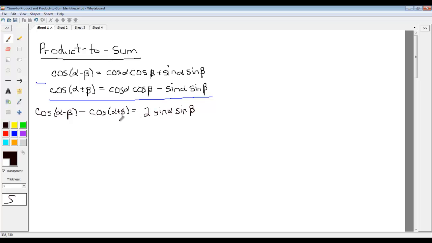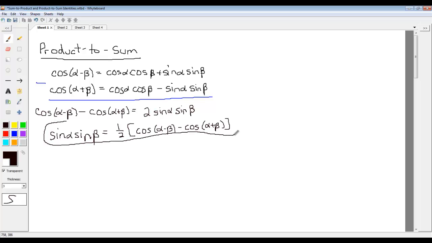To clean this up a little bit, divide both sides by 2 so that sine alpha sine beta is all by its lonesome. There's your product. And it's going to equal 1/2, because you divided both sides by 2, times that cosine of alpha minus beta minus cosine of alpha plus beta. And there we have it. There's our first product to sum identity.